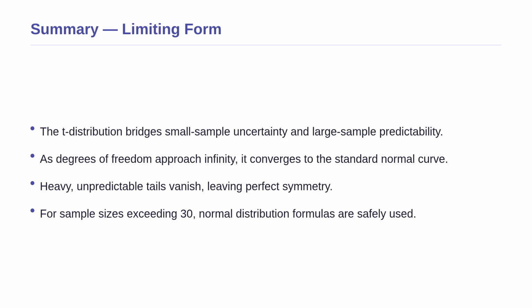The limiting form of the t-distribution is a beautiful mathematical bridge. It shows us exactly how small sample uncertainty transforms into large sample predictability. We proved mathematically that as we gather more data and our degrees of freedom approach infinity, the heavy, unpredictable tails of the t-distribution vanish completely. It locks into the perfect symmetry of the standard normal curve. Understanding this convergence is crucial because it justifies why statisticians can safely use simpler normal distribution formulas whenever their sample size exceeds 30. You now have a solid understanding of this fundamental statistical concept.